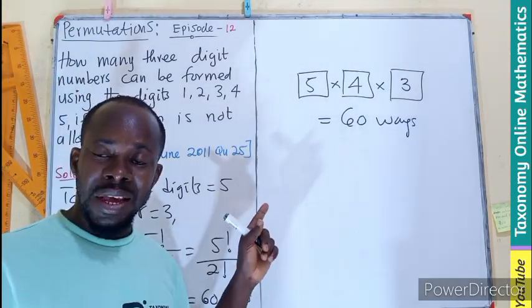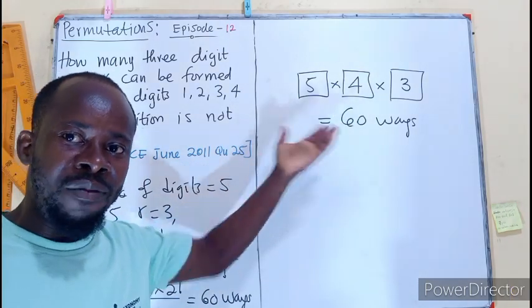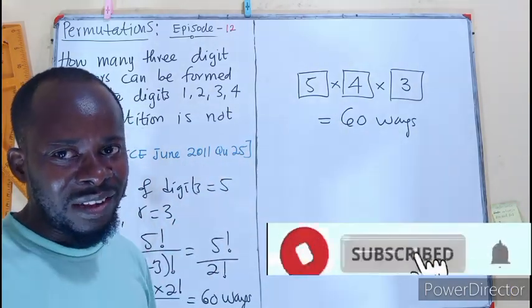So either we use the fundamental principle of counting or we use the permutation formula. This is a WASSCE question, Section A. So you can still go ahead with the fundamental principle of counting and get your answer.